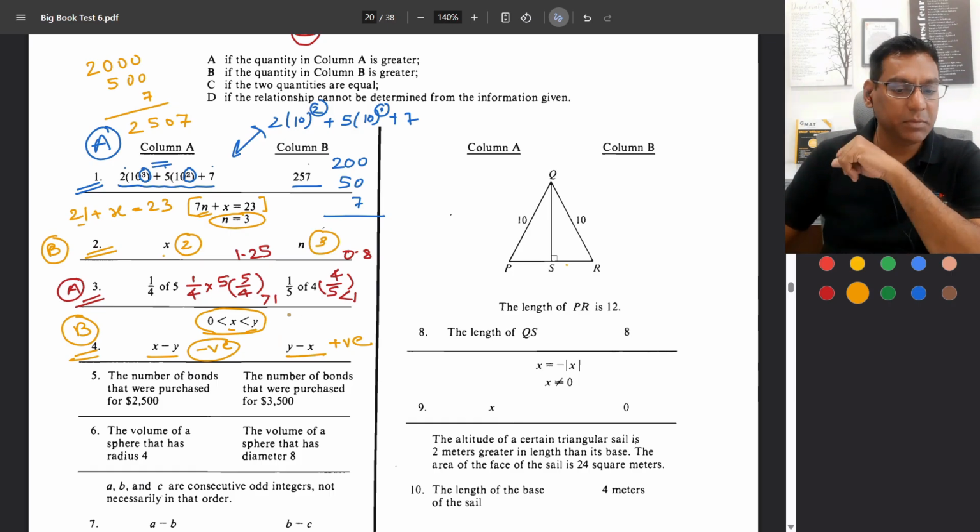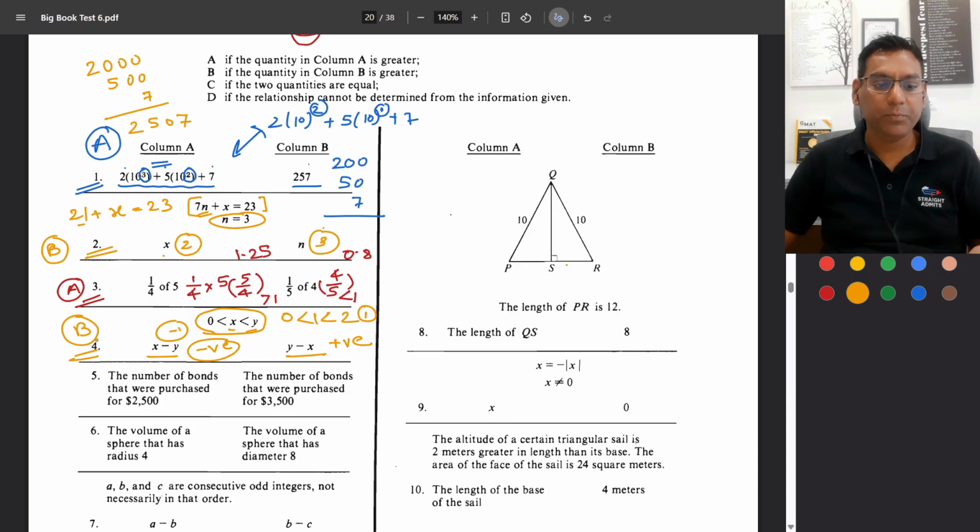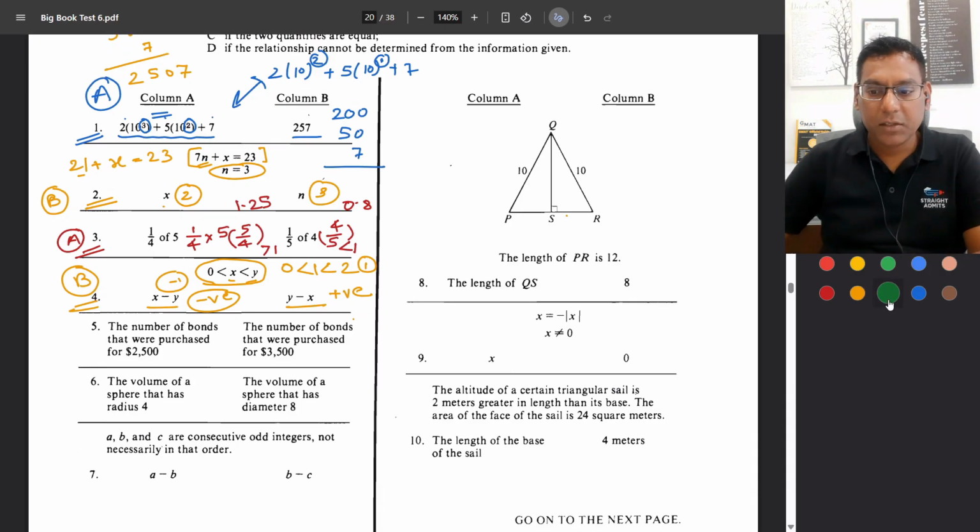Or you could also take numbers, for example 0, 1 and 2. So x minus y is going to be minus 1, y minus x is going to be 1. Answer would be B. All right, let's look at question 5.